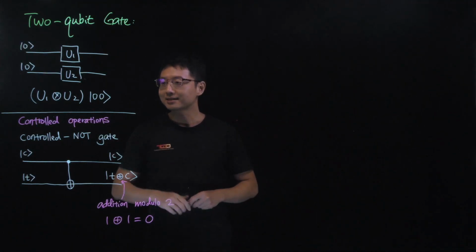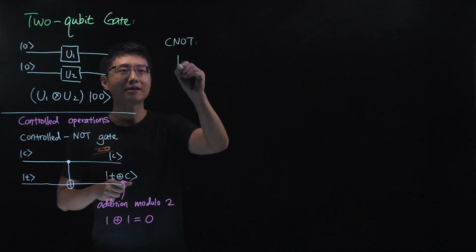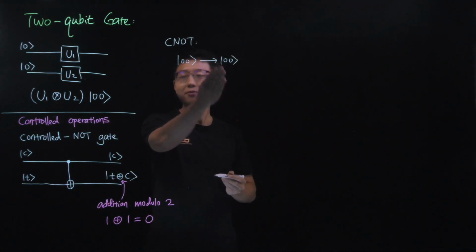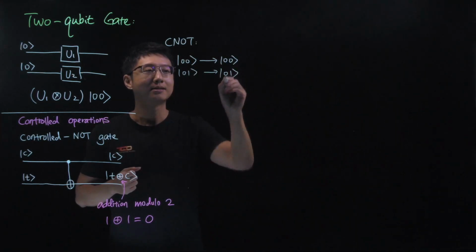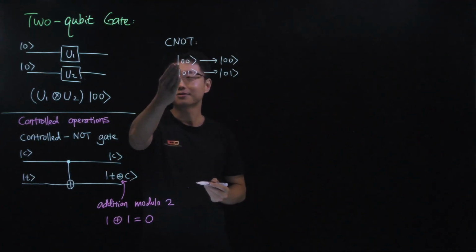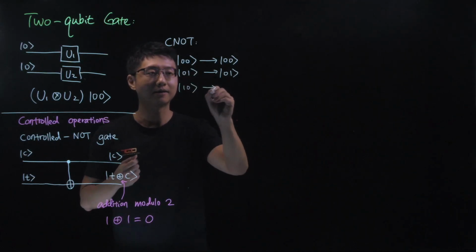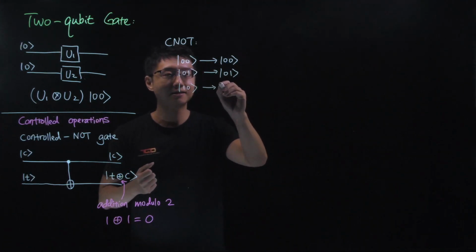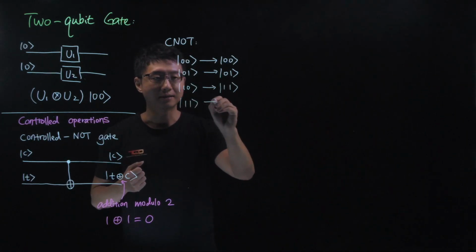In terms of the basis, what the CNOT gate does is effectively turning the basis ket 0, 0 remains as 0, 0, 0, 1 remains as 0, 1. So the first qubit is the control and the second qubit is the target. So if the control is in 0, nothing happens to the target. However, if the control is in the 1 state, then the target state is flipped from 0 to 1. So this basis ket 1, 0 turns into 1, 1, and the basis ket 1, 1 turns into 1, 0.